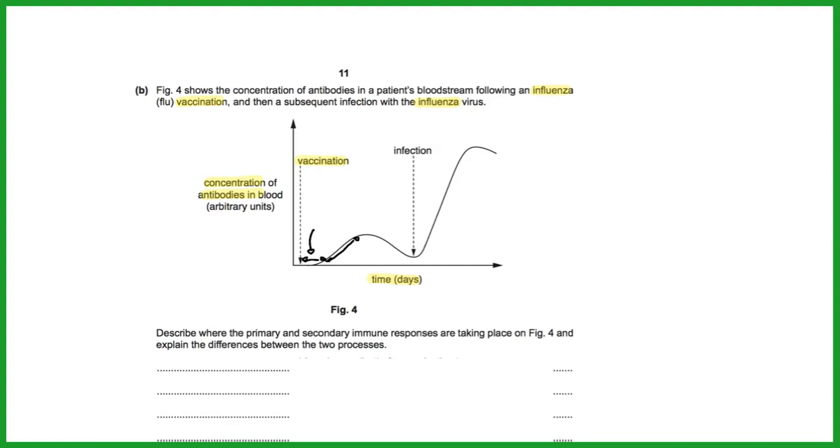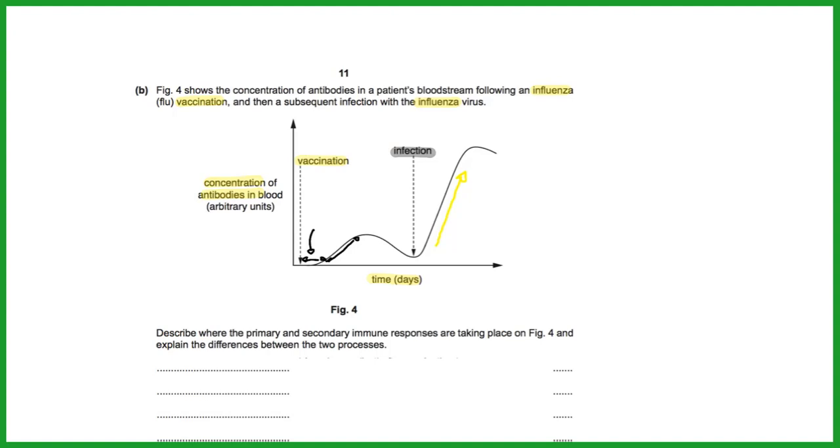Now, when you subsequently, and this could be a few days, a few weeks, or a few months later, get infected by the flu virus, you're getting infected by the pathogen. The pathogen has on its surface the same antigens that you used in your vaccination. So the second time you experience the antigen, you already have the memory cells, so the concentration of antibodies rises far more rapidly as a result of the second time you're experiencing the antigen.